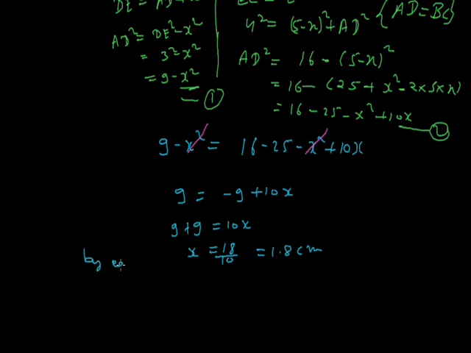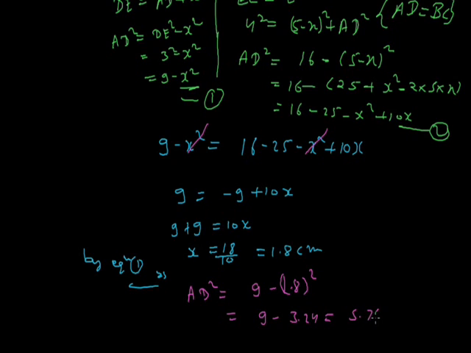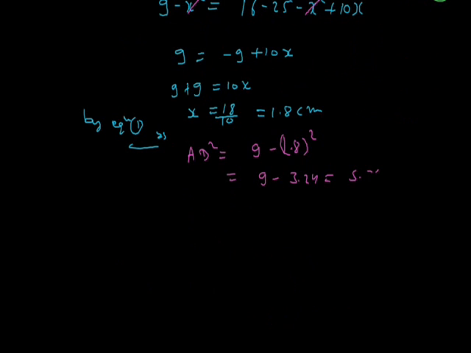Alright, so by equation number 1 we can get that AD square is equals to 9 minus x square. The value of x is 1.8 square. So 9 minus the value of 1.8 square is 3.24. 9 minus 3.24 is 5.76. So AD square is equals to 5.76. So AD is equals to square root of 5.76, which is equals to 2.4 centimeter.